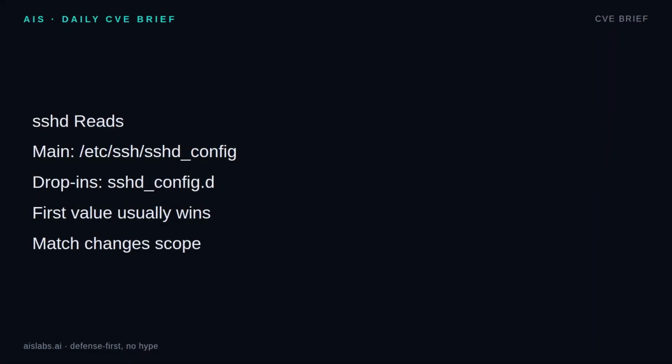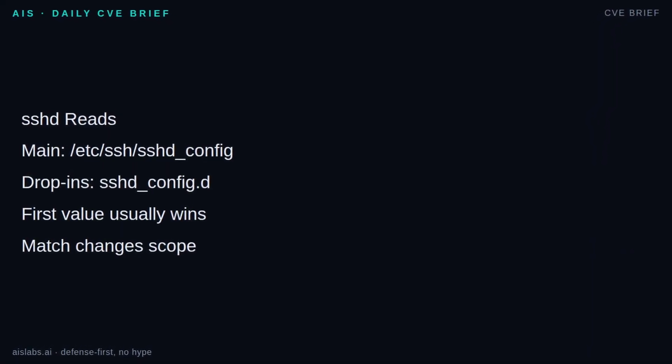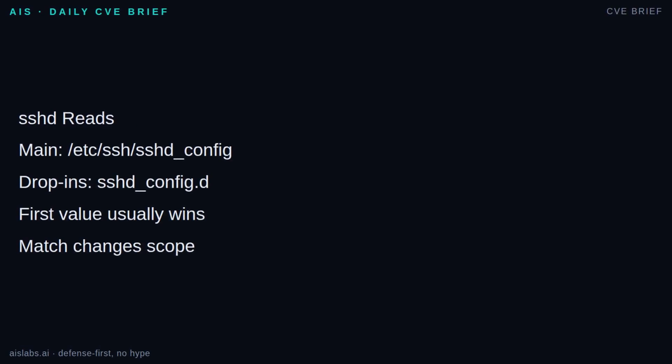When sshd starts or reloads, it parses /etc/ssh/sshd_config. Many distributions also include files from /etc/ssh/sshd_config.d, usually with an include line near the top of the main file. Order matters. In OpenSSH, unless a directive documents different behavior, the first value obtained is the one used, which surprises people who add a second PasswordAuthentication line later.